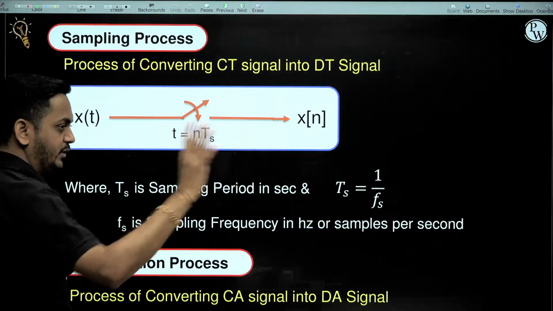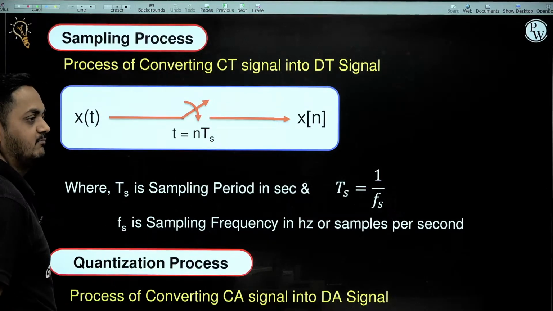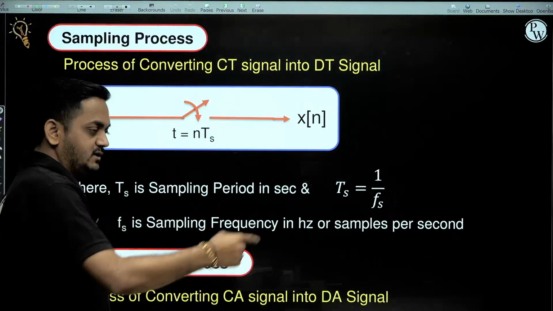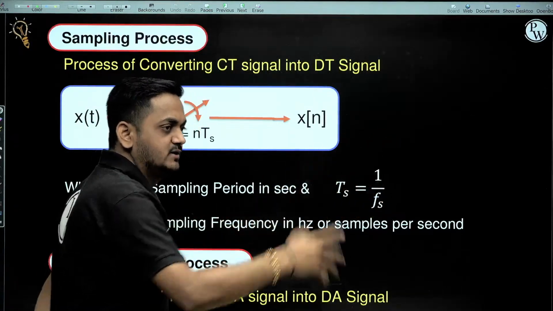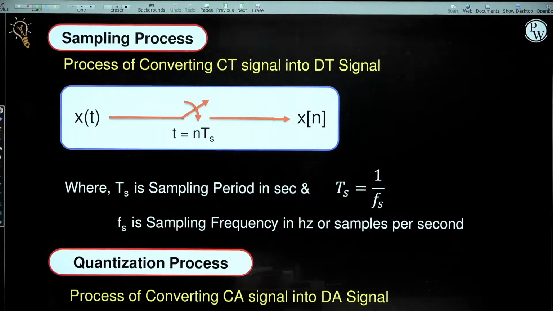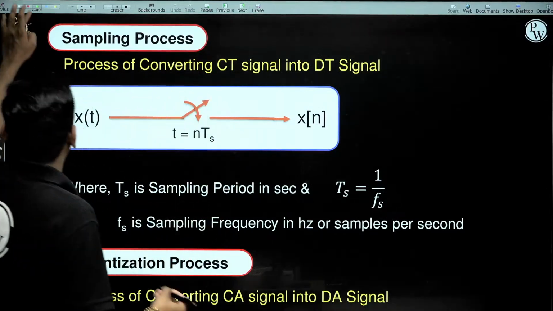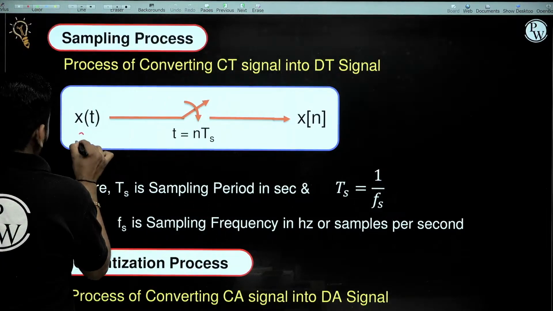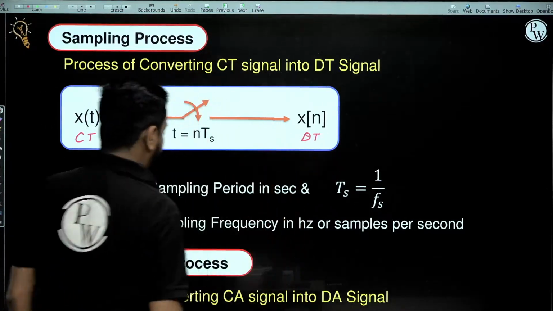The sampling period will be given in the question. If it is not given in the question, then take Ts equal to 1 second. By default we consider Ts equal to 1 second, so that on the x-axis you get 0, 1, 2, 3, 4, 5. It will convert into x of n, the discrete time signal. This is the continuous time signal. If you replace t with nTs, it will convert into the discrete time signal.